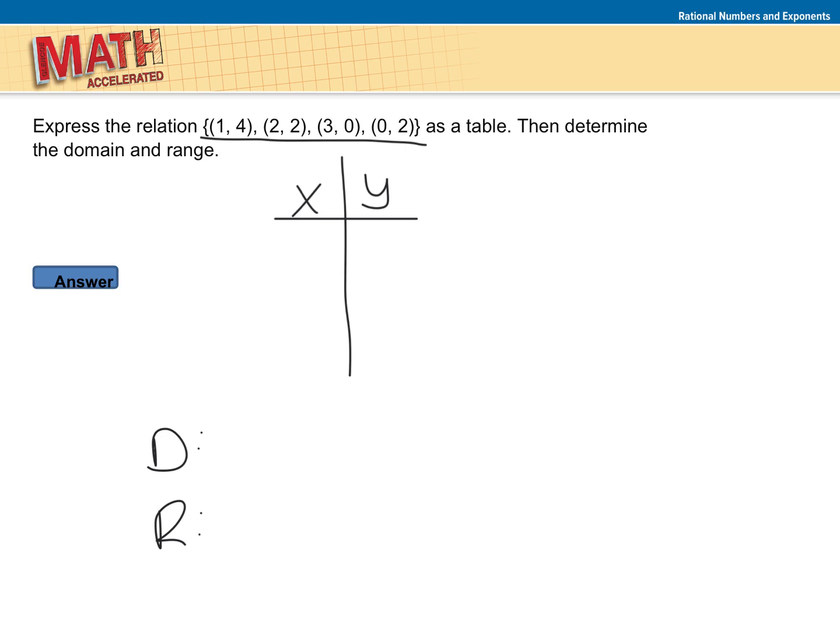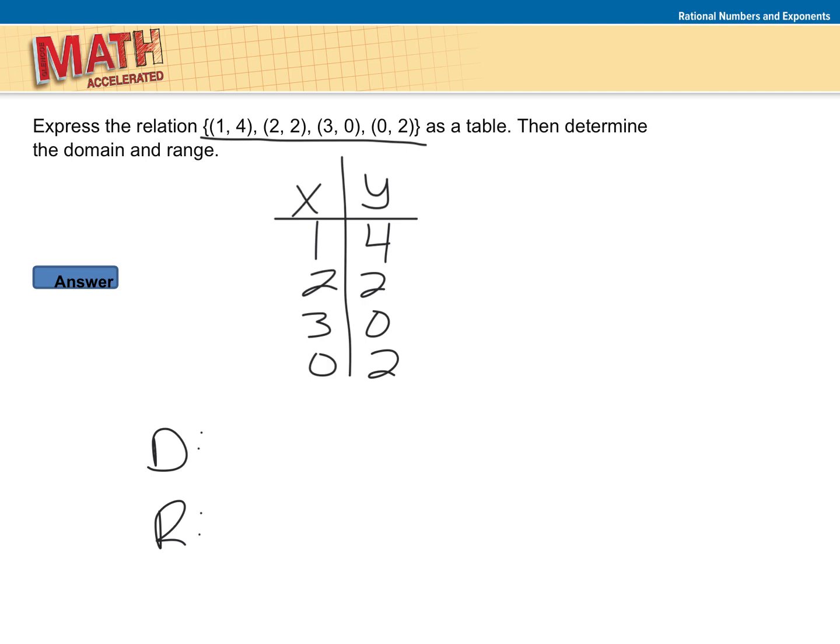All right, let's start with the xy table. We're given this relation, so we just need to separate them. What's my first xy value? 1, 4. What's the next one? 2, 2. Next one? 3, 0. Next one? 0, 2. Now, in the xy table, it is okay that they're out of order. I don't need least to greatest in xy tables or anything like that. But when we start doing domain and range, that's when we need least to greatest.